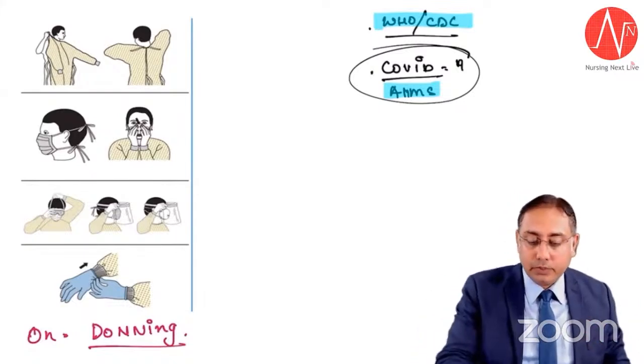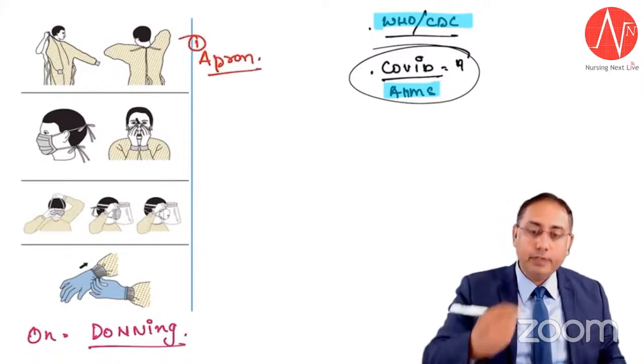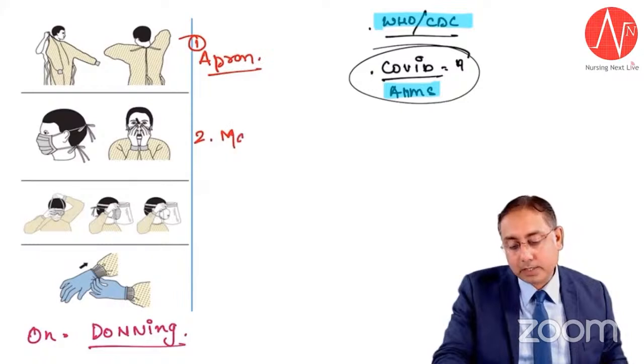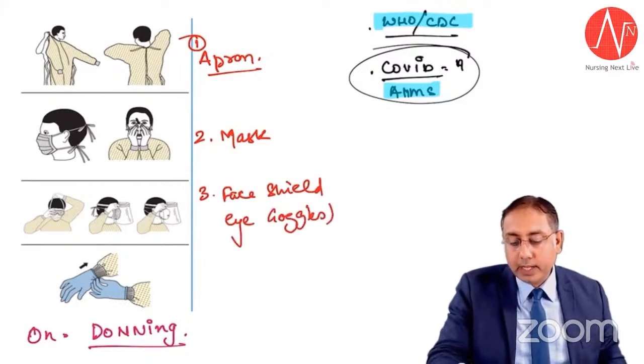So that is the first thing that you do, is you wear the apron. The second thing that we need to do is wear the face mask. Third thing is the face shield or the eye cover. Eye goggles, the face shield or the eye goggles.